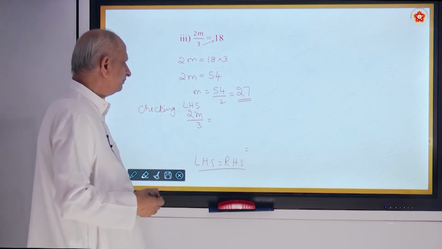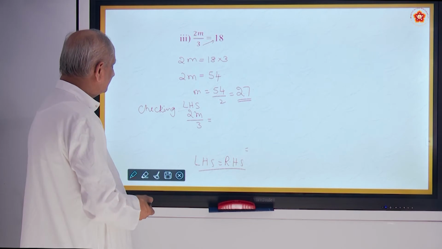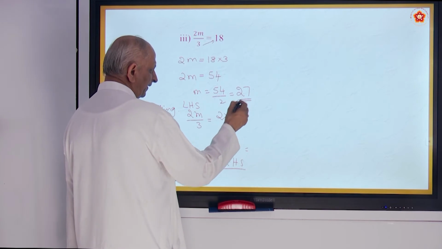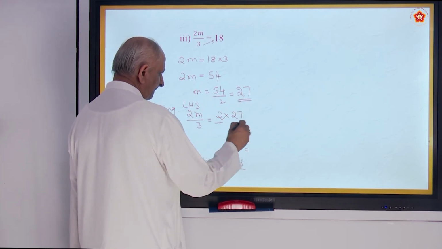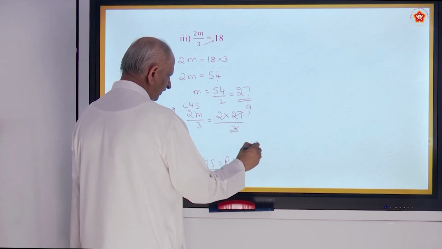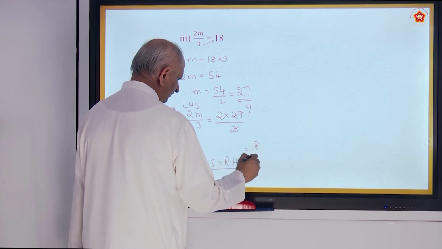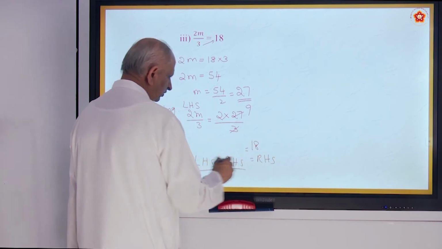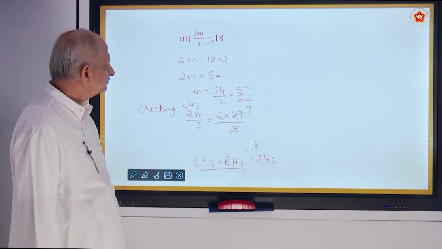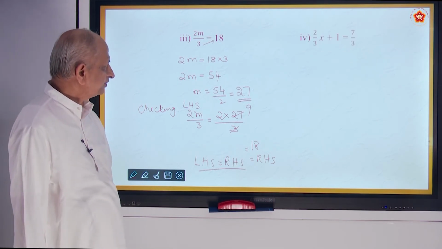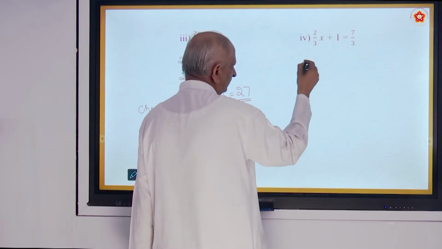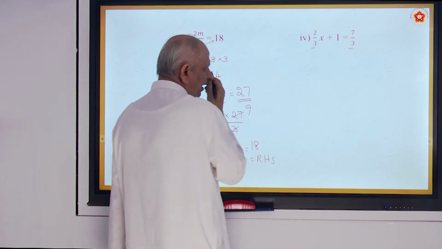Now, apply this value here. So, 2m by 3, that is left hand side, 2 into, come on, m is how much? 27 by 3. So, 3 ones are 3 nines are, 9 into 2 is 18, that is a RHS, correct. So, that is the answer there. So, left hand side is equal to right hand side, okay. So, simple but very important. Now, coming to fourth question, 2 by 3 of x plus 1 is equal to 7 by 3.